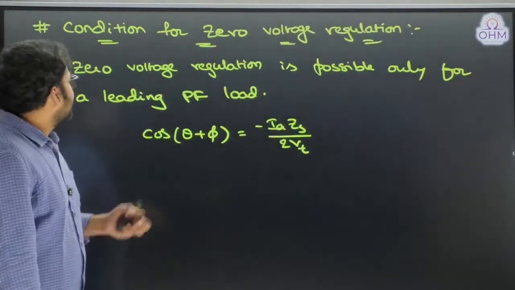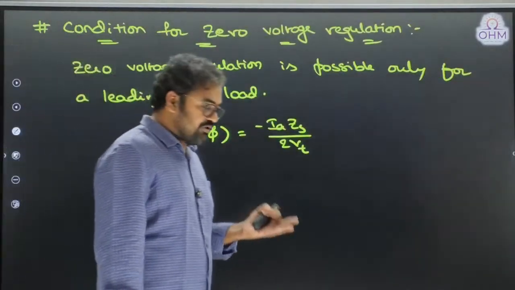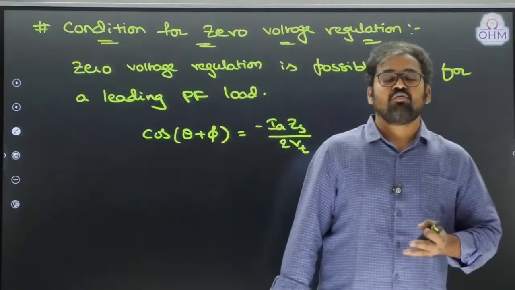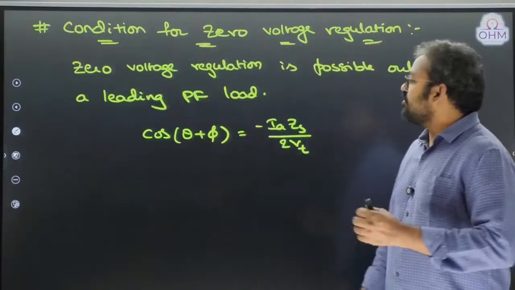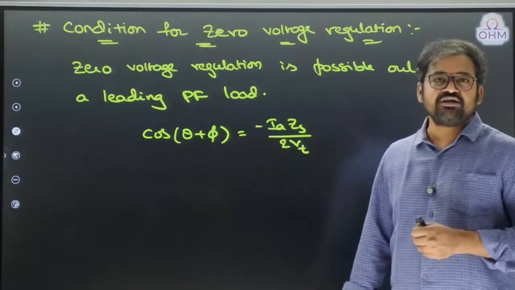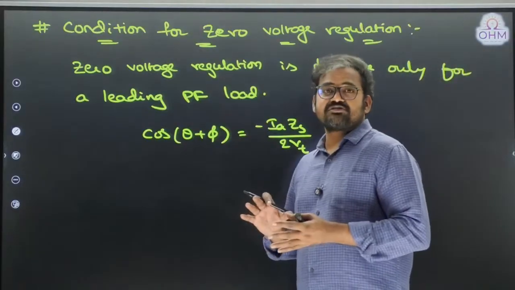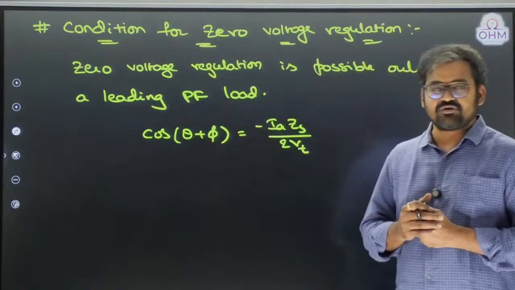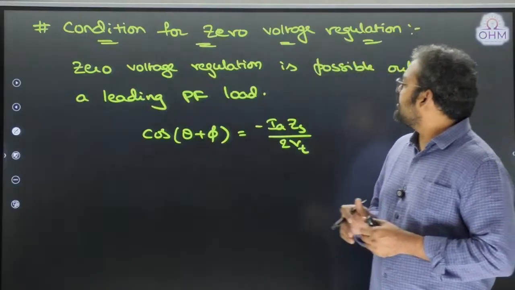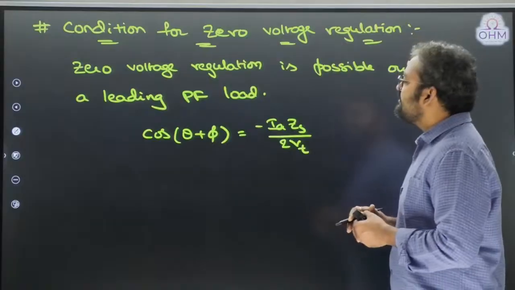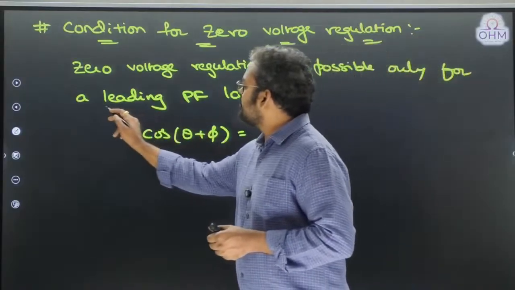Now we have to discuss two important cases: what is the condition for zero voltage regulation and what is the condition for maximum voltage regulation. We used to study the same concepts in transformers as well. So see, zero voltage regulation is possible only for a leading power factor load.